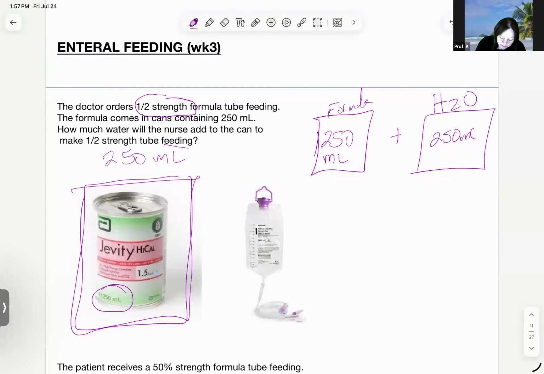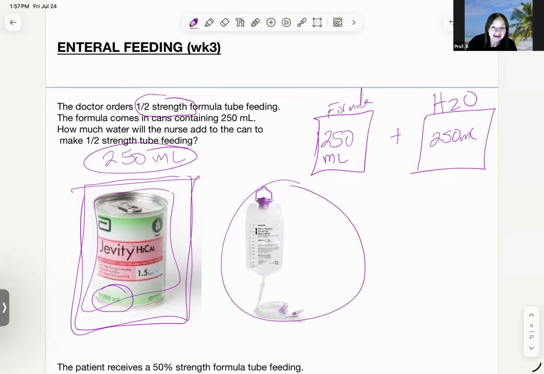250 milliliters. That's it. So some students are like, wait, how do they get water into this can? We don't put it in the can. We actually get an empty bag. We add the formula, and then we add the water and mix it in this bag. And that's half strength.